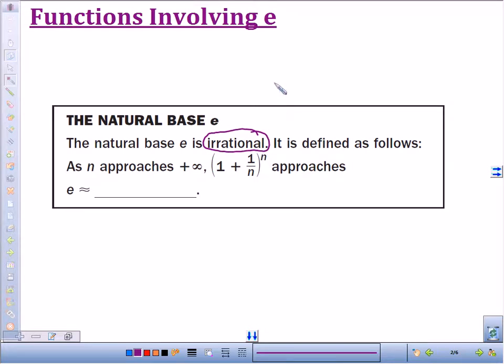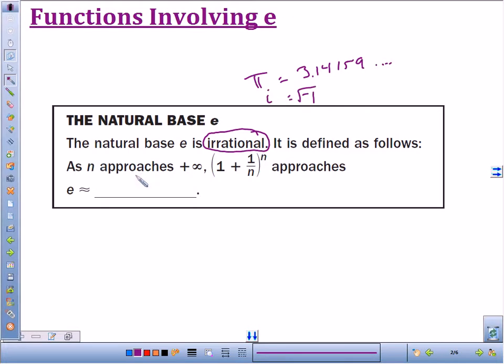And some examples that we might know, we know pi. Pi is an irrational number. Pi is equal to about 3.14159, etc., etc., etc. The way we define e, though, is a little bit different.